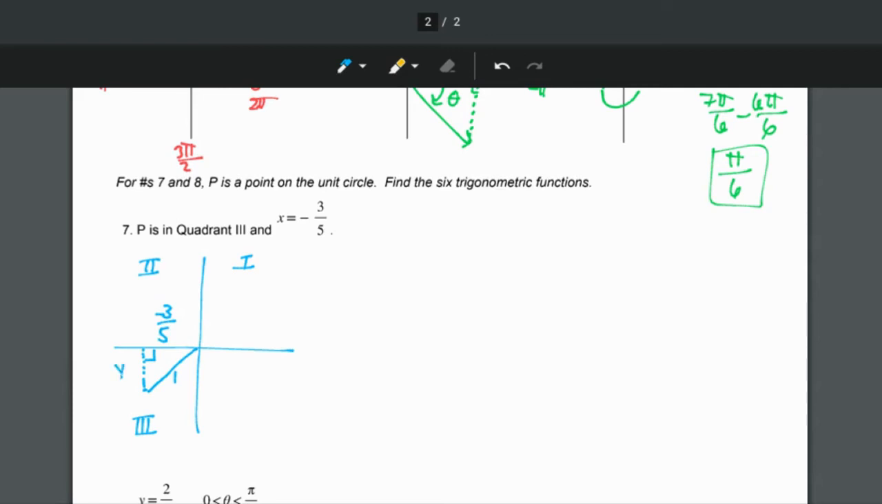which means that we need to figure out what the y-coordinate is. So as a reminder, since you have a right triangle, you can create a Pythagorean Theorem equation. And we're going to do negative 3/5 squared plus b squared equals 1 squared.